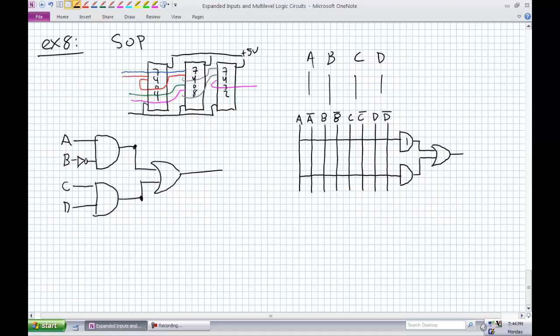This is a really cool device. You've got all the NOT gates, all the AND gates, and all the OR gates. All you got to do is connect them. How you connect things in one-line notation is you put an X on it if it's connected, and don't do nothing if it's not.